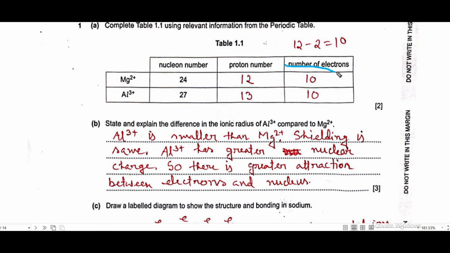Now the number of electrons. Magnesium proton number is 12, plus 2 means 2 electrons less, so 12 minus 2, 10 electrons. Aluminum ion, 13 minus 3, 10 electrons. B.